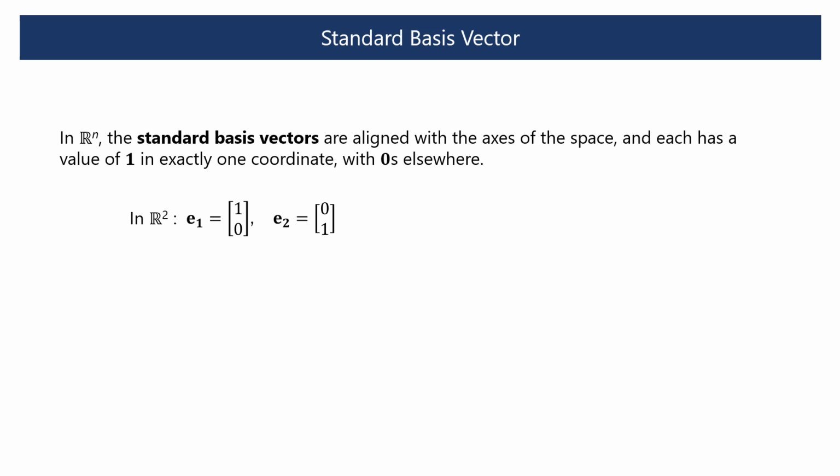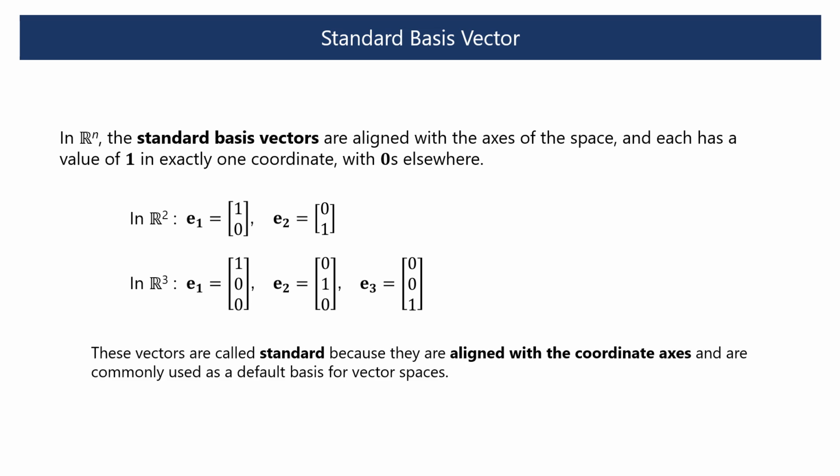In R2, two-dimensional space, the standard basis vectors are these two vectors. In R3, three-dimensional space, the standard basis vectors are these three vectors. These vectors are called standard because they are aligned with the coordinate axis and are commonly used as a default basis for vector spaces.